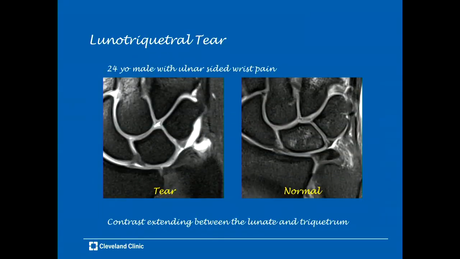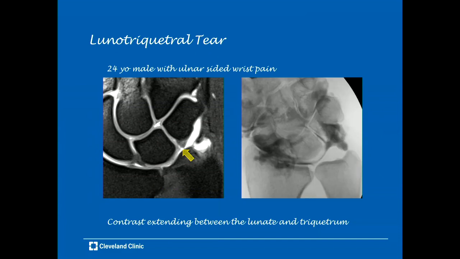Here's a case of a 24-year-old male with ulnar-sided wrist pain showing a lunotriquetral tear, and the image on the right shows the normal appearance of the lunotriquetral ligament for comparison. And on the arthrographic image, we can actually see very nicely the contrast extending between the lunate and the triquetrum.